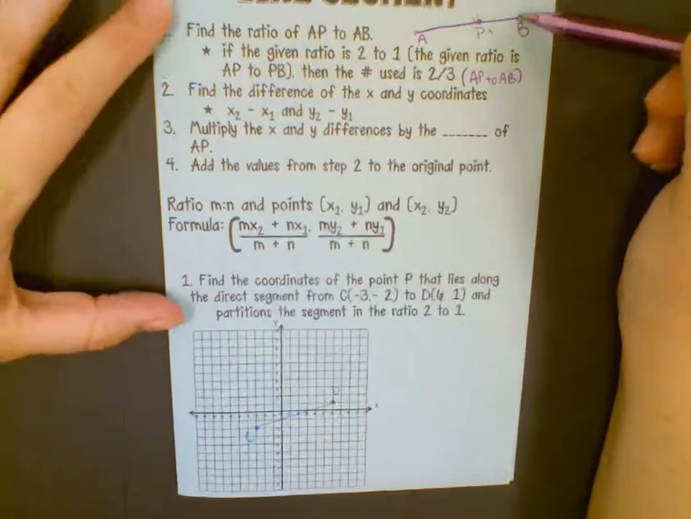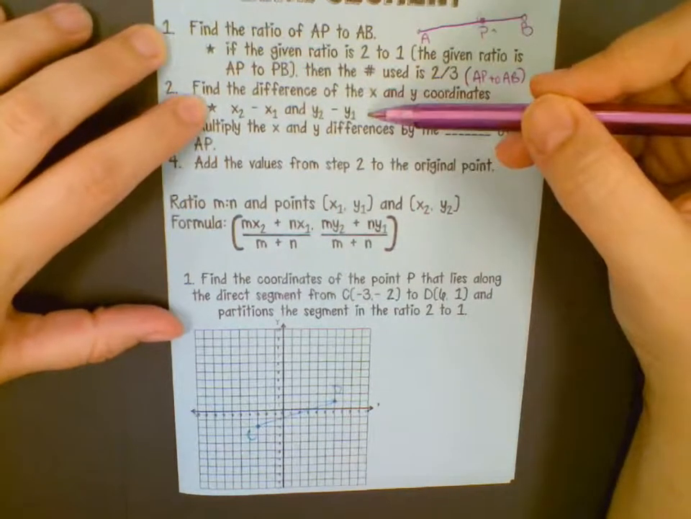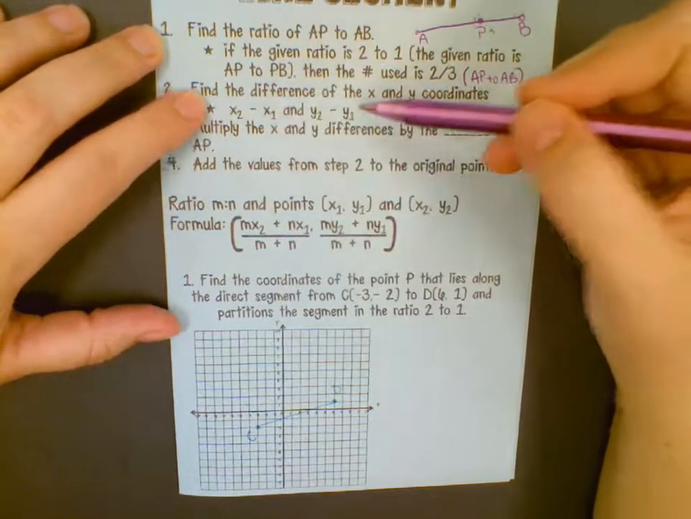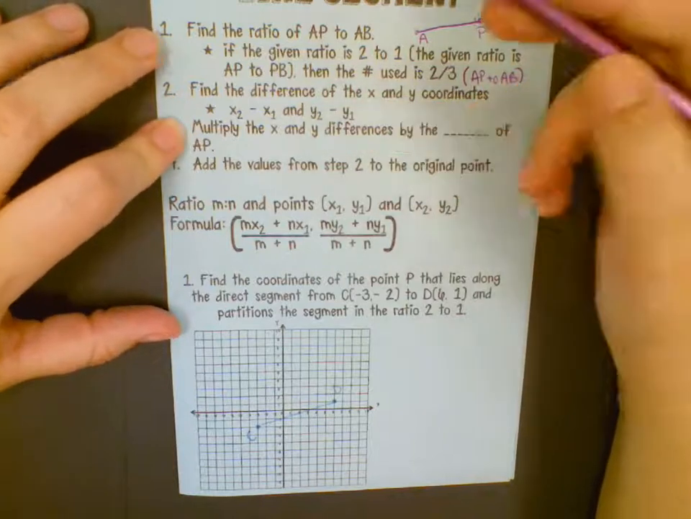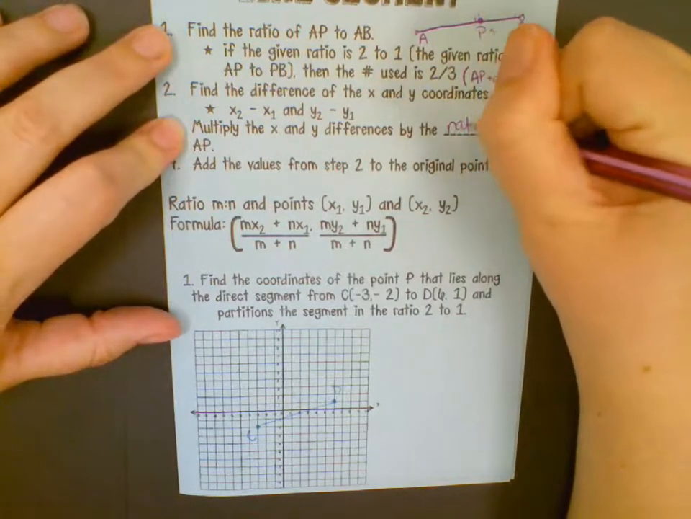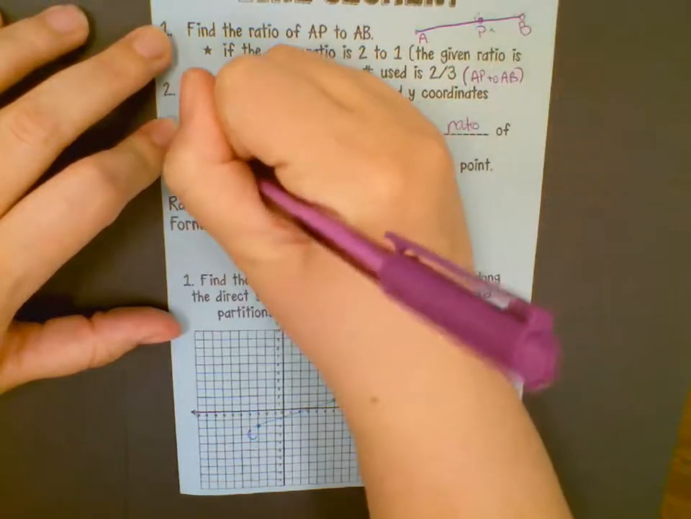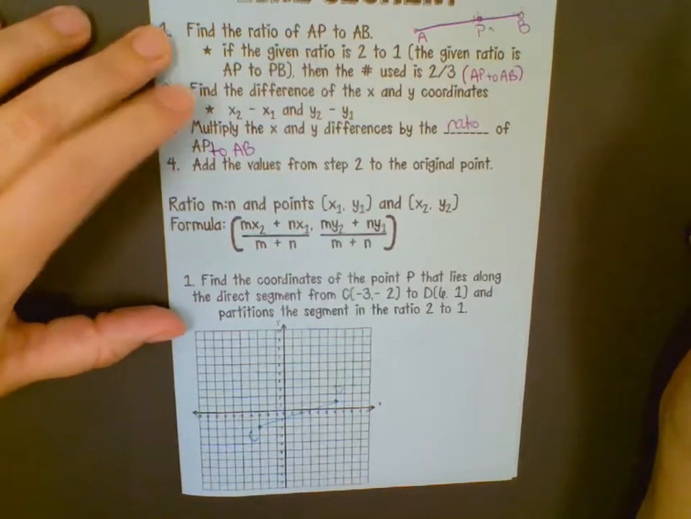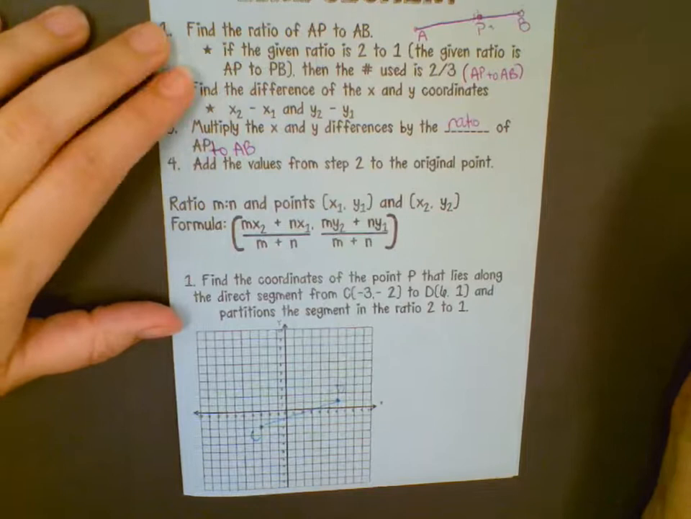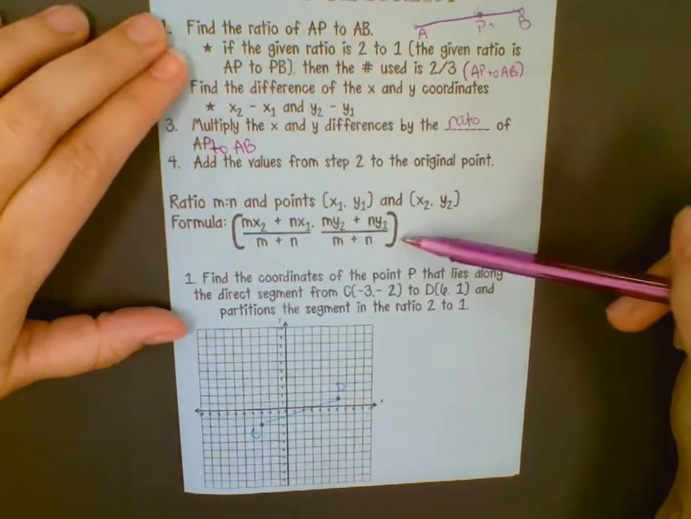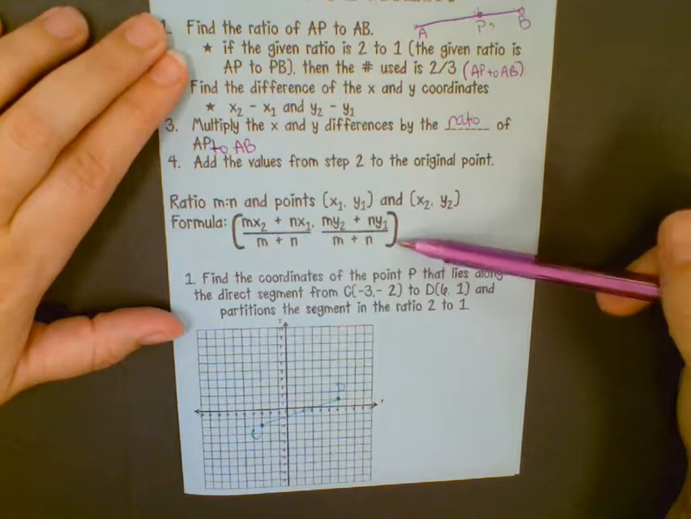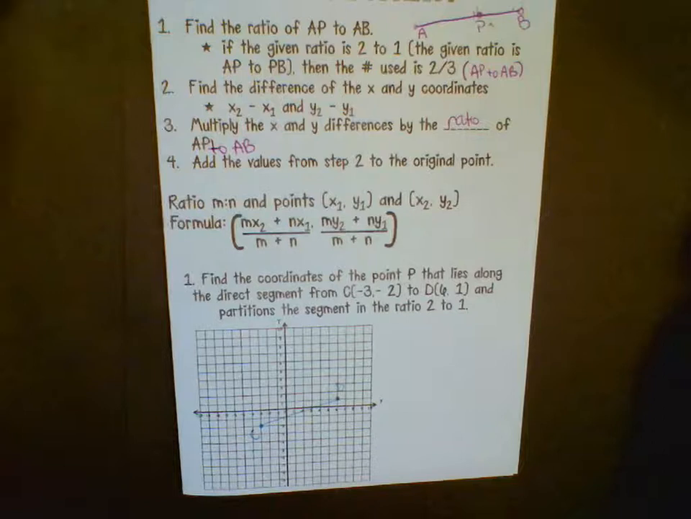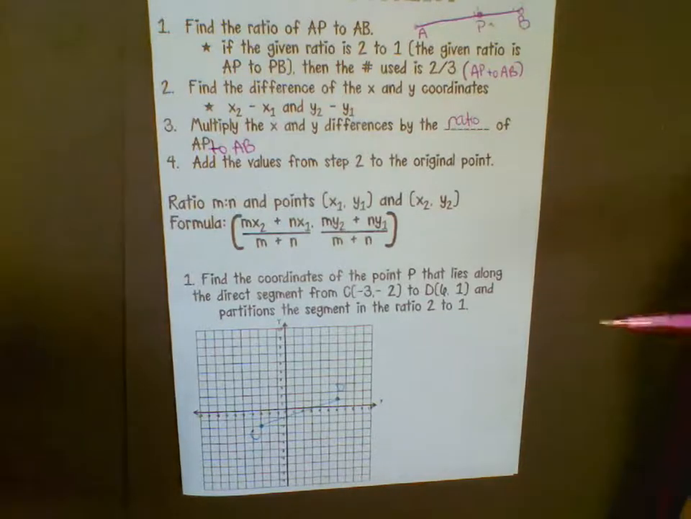So we find that ratio, we find the difference of the coordinates. So we subtract the first one from the second one for x and y. And then we multiply those differences by the ratio of AP to AB. And then we add those answers from that to the original point. And that's it. Okay, there's also another way to do it where you use this formula. And I'll show you one like that too so you can see the difference. I usually do this method, but if you're good at memorizing formulas, then that might be the way to do it.